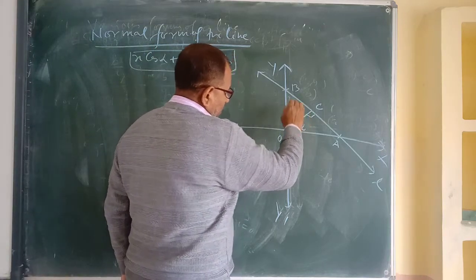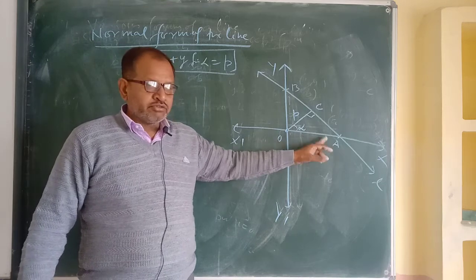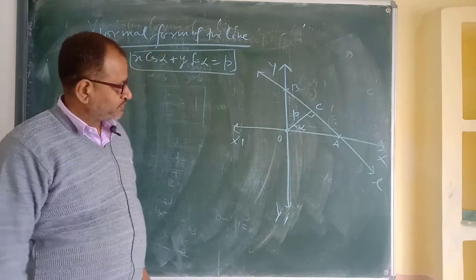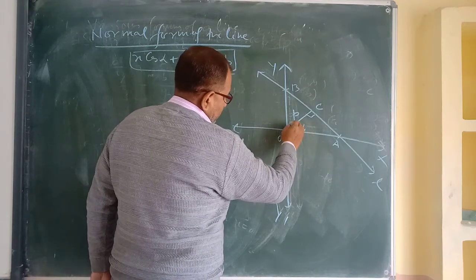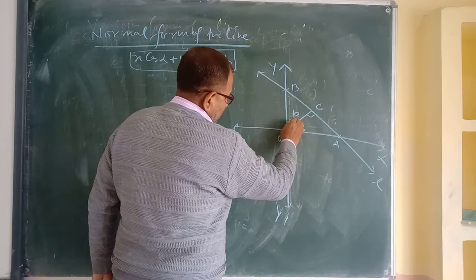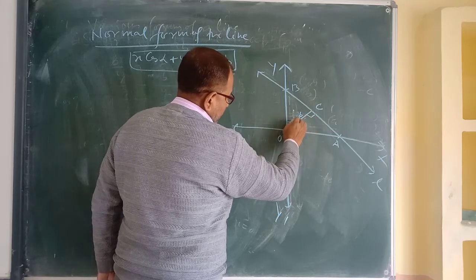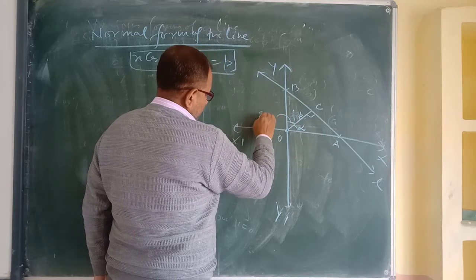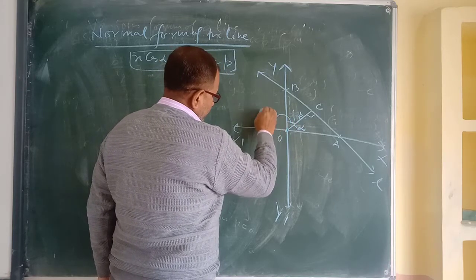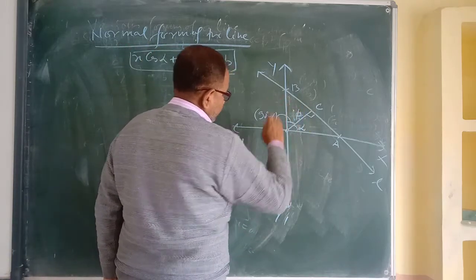P we have to take always positive. Alpha is always positive and from 0 to 360 degrees. So this angle is alpha. What will be this angle? It will be 90 minus alpha. And this length is p.